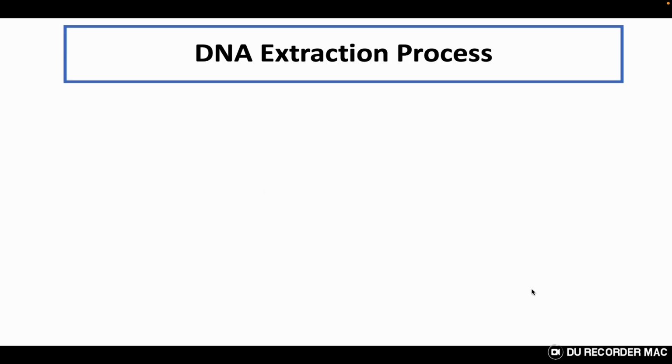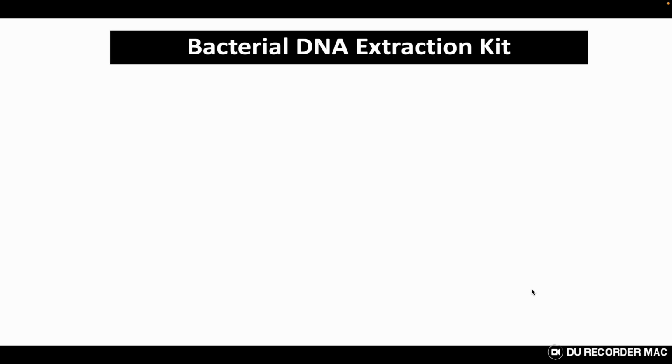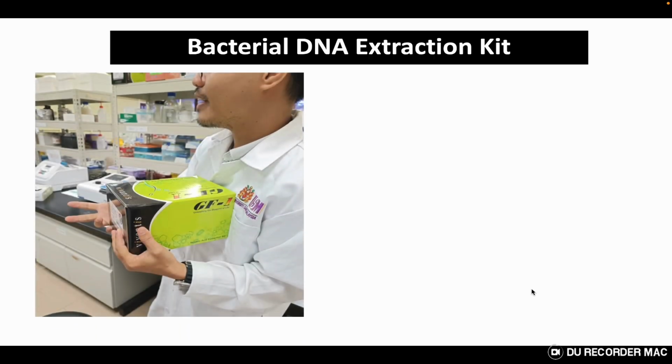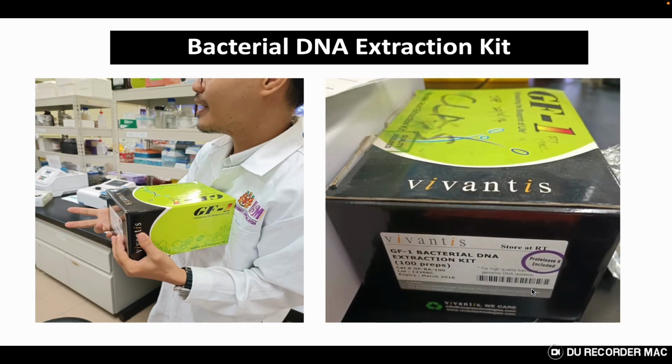DNA extraction process. DNA extraction is a fundamental technique used in molecular biology to isolate DNA from cells. It involves 5 steps: first, lysis, followed by binding, washing, drying, and elution. For our lab exercise, we use bacterial DNA extraction kits. These kits include all the buffers, including proteinase K.